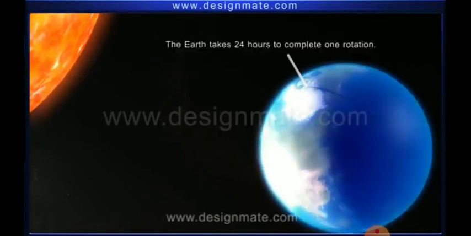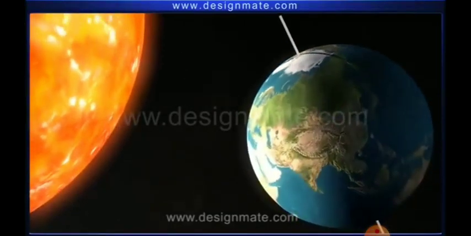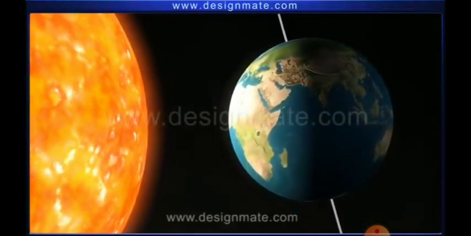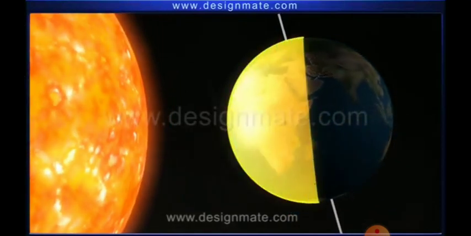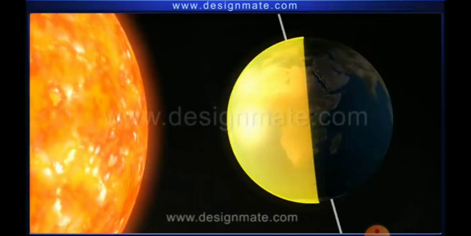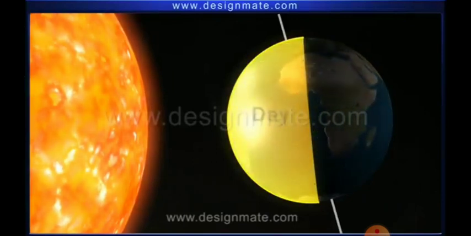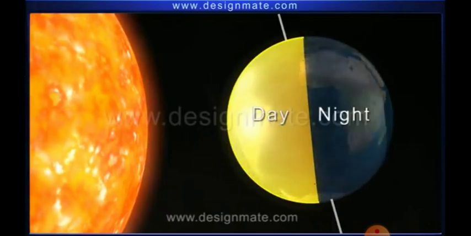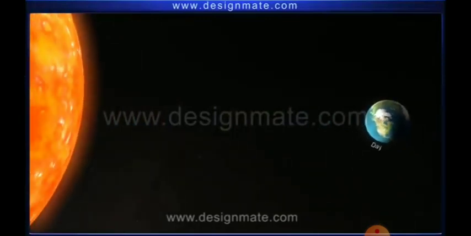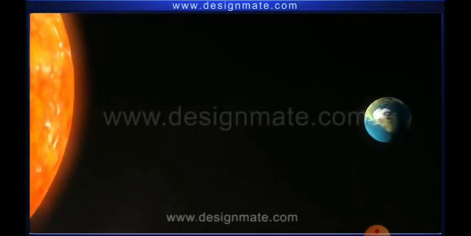Due to this rotation and positioning of the Earth and the Sun, it so happens that only one part of the Earth can face the Sun at any given time. Hence, the part that faces the Sun has day, while it is night on the other side of Earth that is facing away from the Sun. Thus, the rotation of the Earth changes day into night and night into day again.